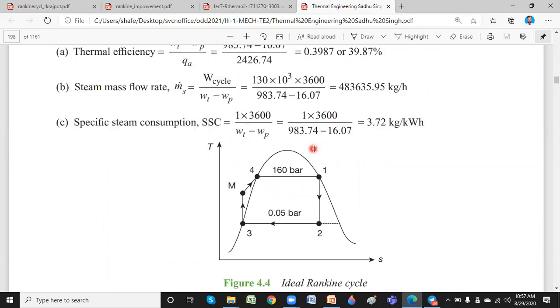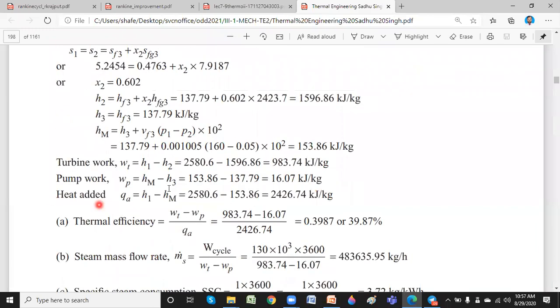So from 1 to M you have heat supplied. The same thing you have given. So I know what is turbine network. I know what is the heat supplied. Then what is the efficiency here? So around 39.87 percentage. So this is the thermal efficiency.